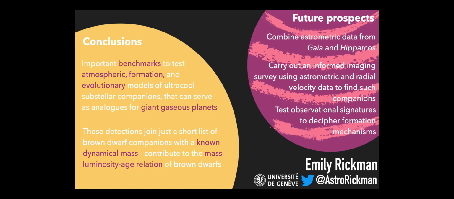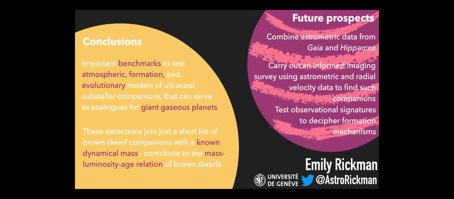Question from Daniela Barrientos Galufi. Hi, Emily, really interesting talk. I was wondering if you could comment on what is the most likely formation mechanism for these long period substellar objects. Yeah, so I guess there are two main competing theories: either the core accretion theory, where you build up the planet by coagulation, or gravitational instability, where you clump down at wide separations.